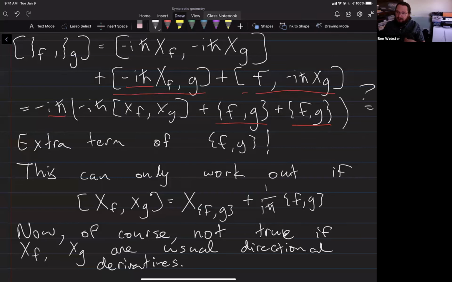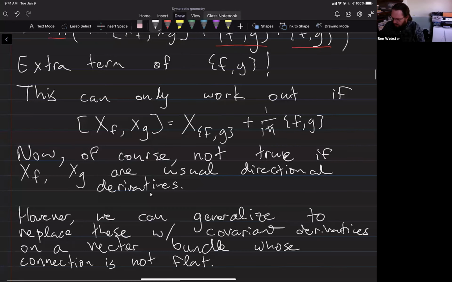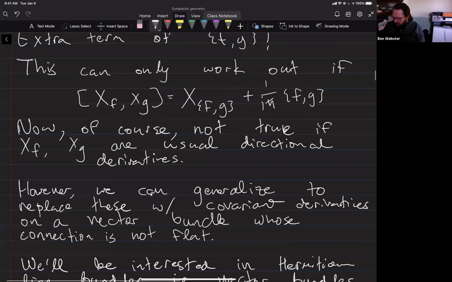They can act as covariant derivatives on the sections of any vector bundle with a connection. So if that connection isn't flat, then it won't be true that the commutator of the covariant derivatives is equal to the covariant derivative of the Lie bracket of the two vector fields. It'll be off by a correction term, which is exactly the curvature.